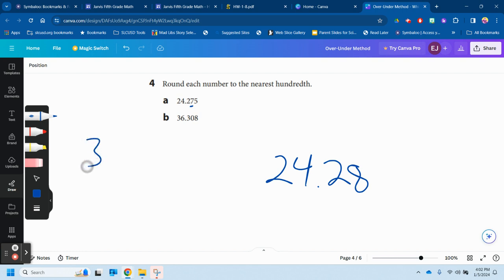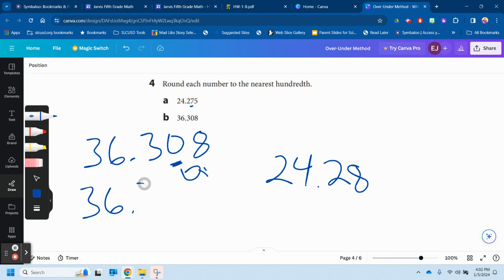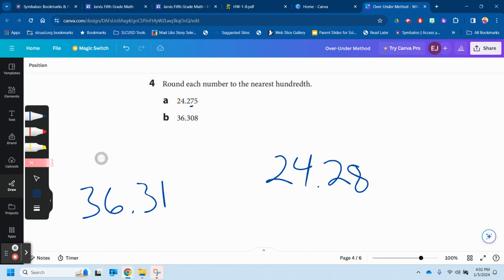I have 36 and 308 thousandths. So the rounding place is here. I look one to the right, and once again, it's greater than 4, so I increase the score by 1. So I increase the 0 to 1, and it's 36 and 31 hundredths. So then I just erase this off. You basically just increase that by 1. Okay, hopefully that makes sense.